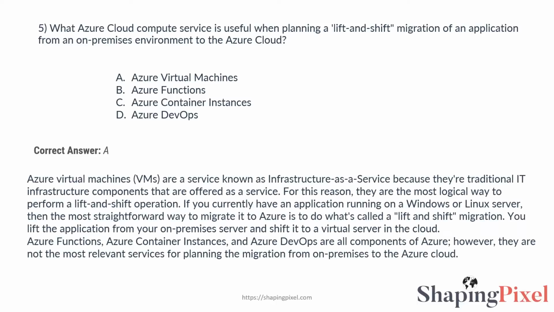Azure Virtual Machines are a service known as infrastructure as a service because they are traditionally IT infrastructure components that are offered as a service. For this reason, they are the most logical way to perform a lift and shift operation. If you currently have an application running on a Windows or Linux server, then the most straightforward way to migrate it to Azure is to do what's called lift and shift migration. You lift the application from your on-premises server and shift it to a virtual server in the cloud.